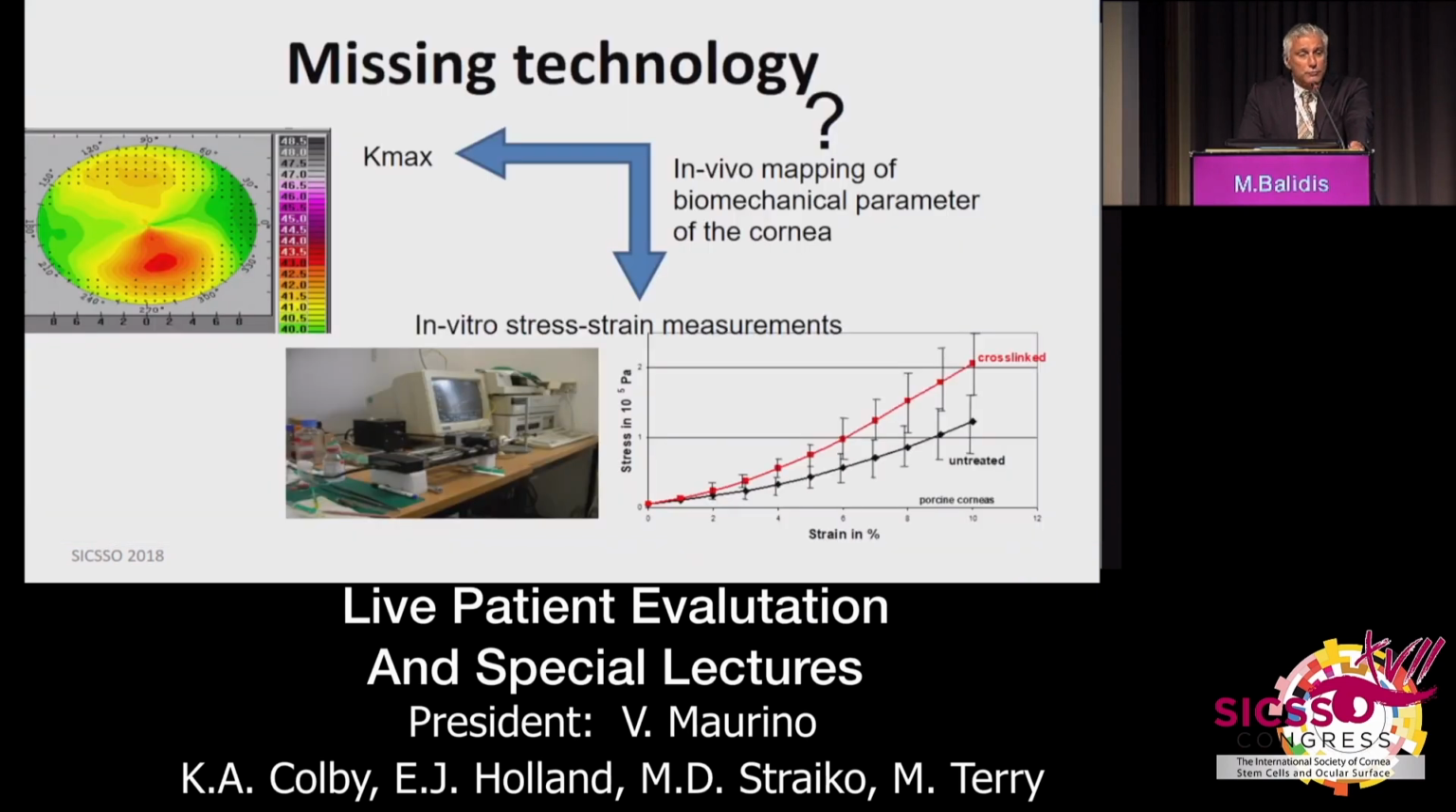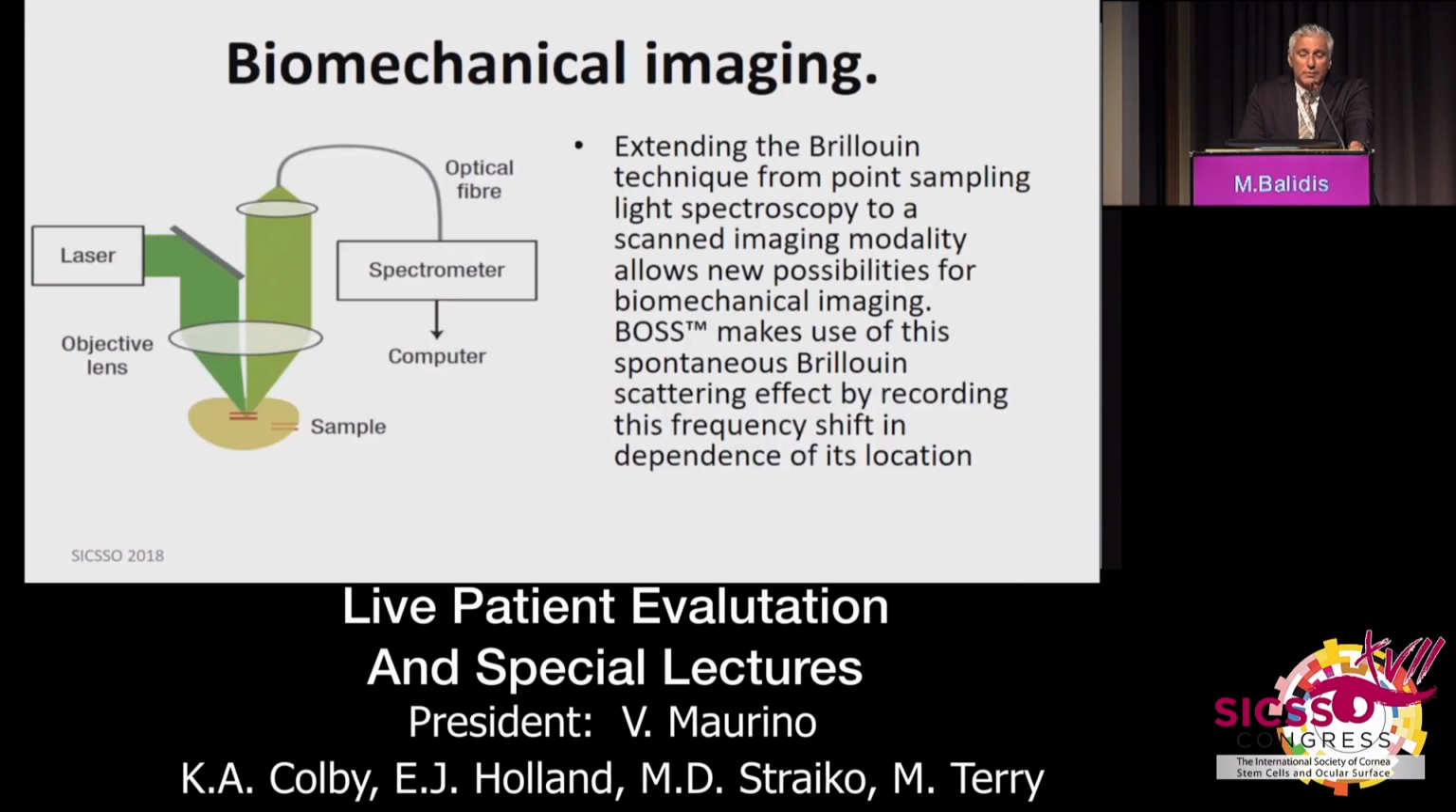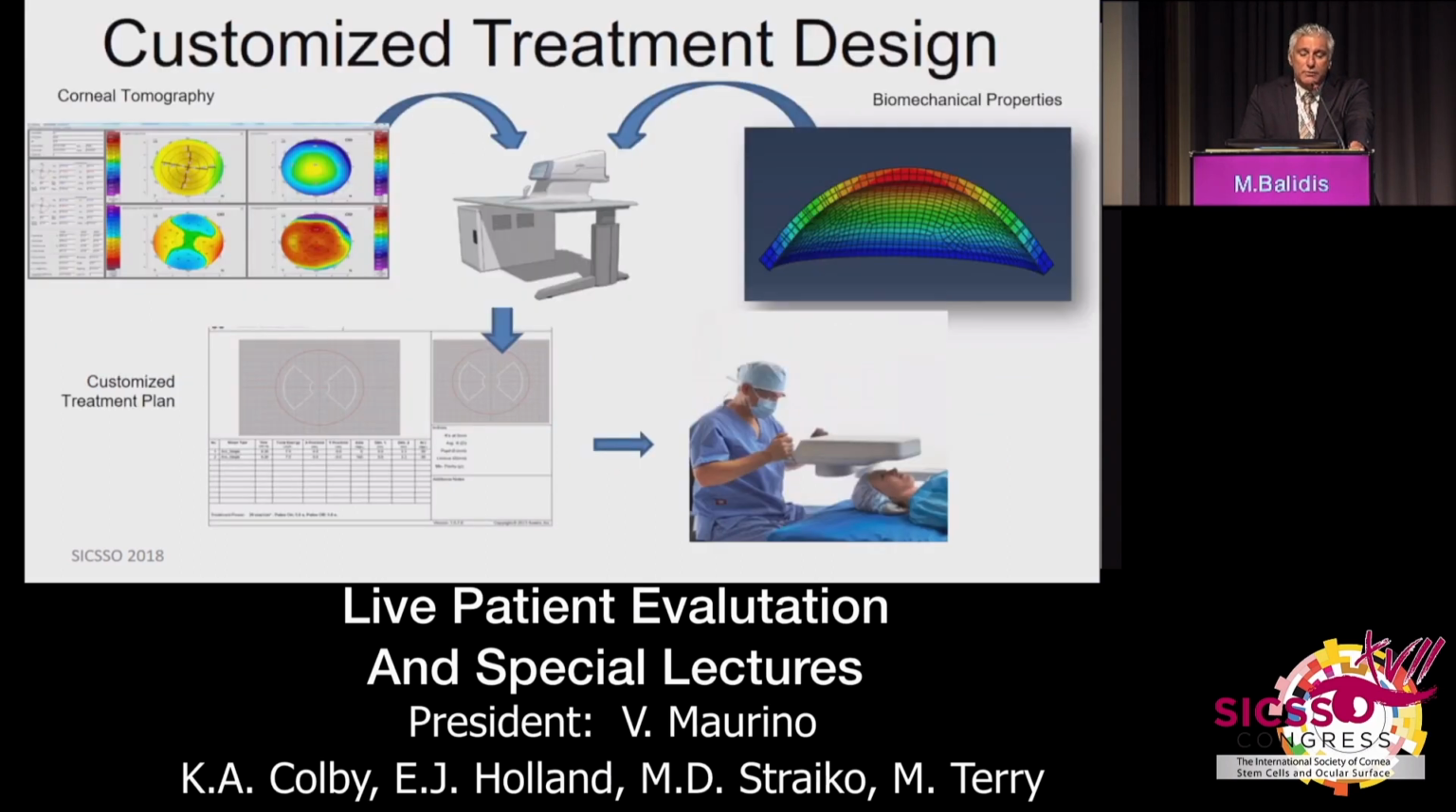We have a lot to think about because there is still some missing technology, and we're waiting to see the Brillouin technology showing us the way ahead, having maps with biomechanical properties of these corneas, and if possible, then to customize our technique according to the Brillouin maps and not on the Pentacam maps. But so far, we are doing it on Pentacam maps.